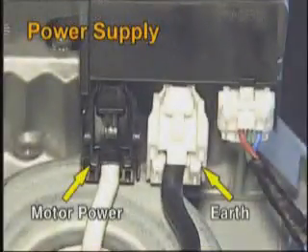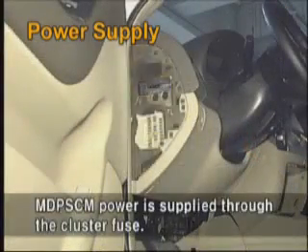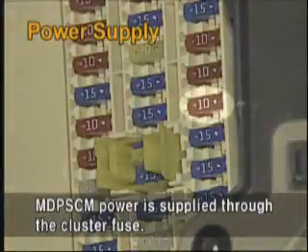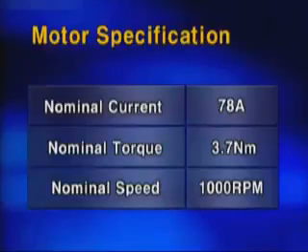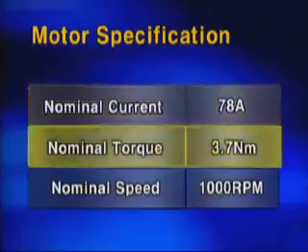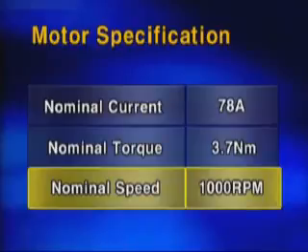For power supply, the motor power is supplied from the battery and the MDP-SCM power is supplied through the cluster fuse. The motor is the brushless type AC motor using a battery as power. The rated current is 78 amperes. The rated torque is 3.7 Newton meters. The rated RPM is 1000 RPM.